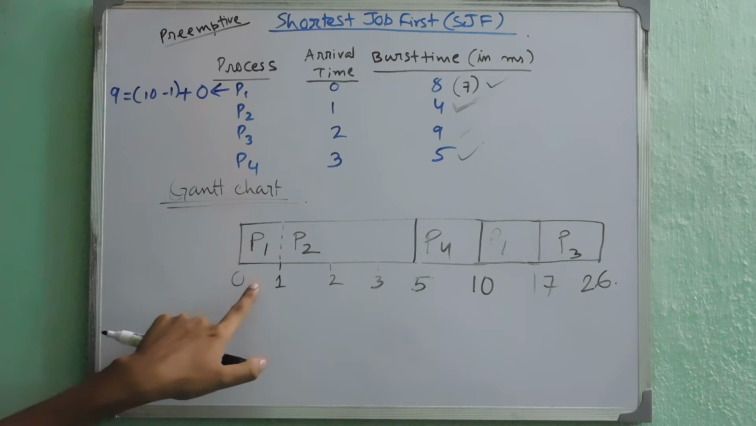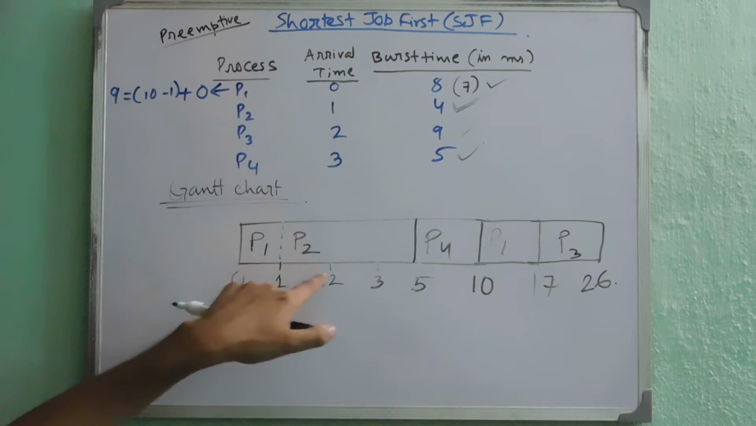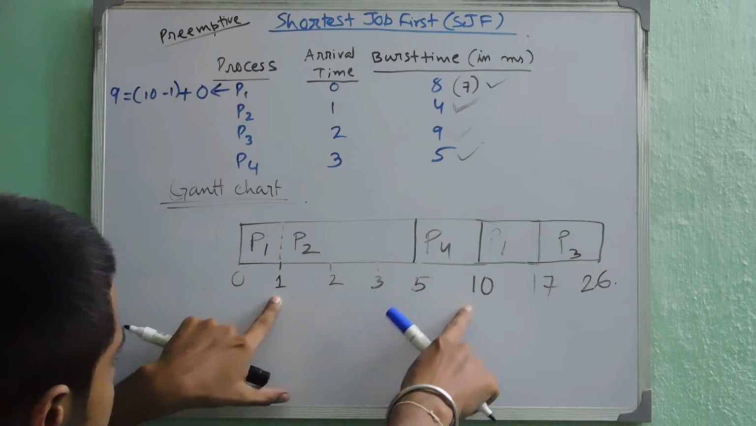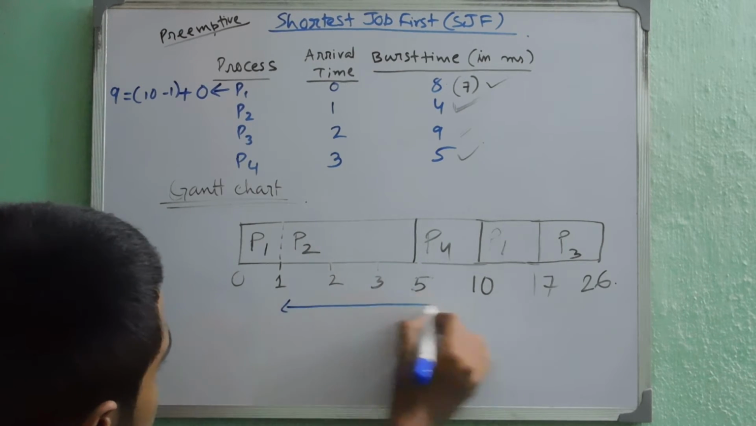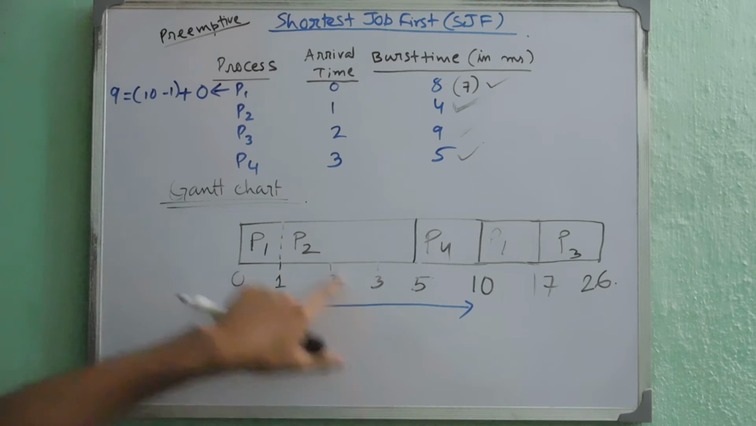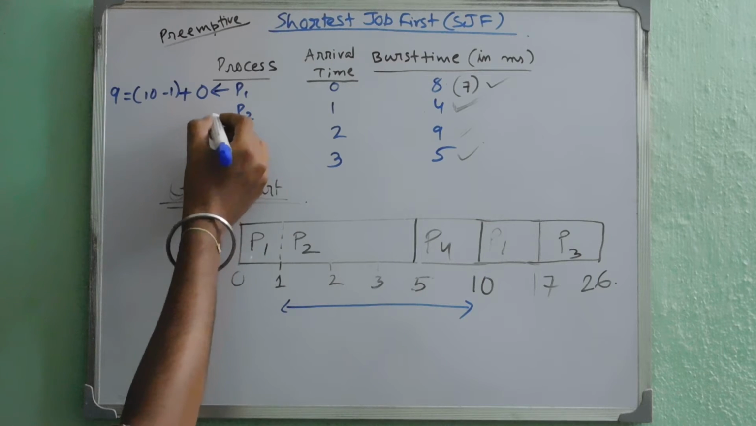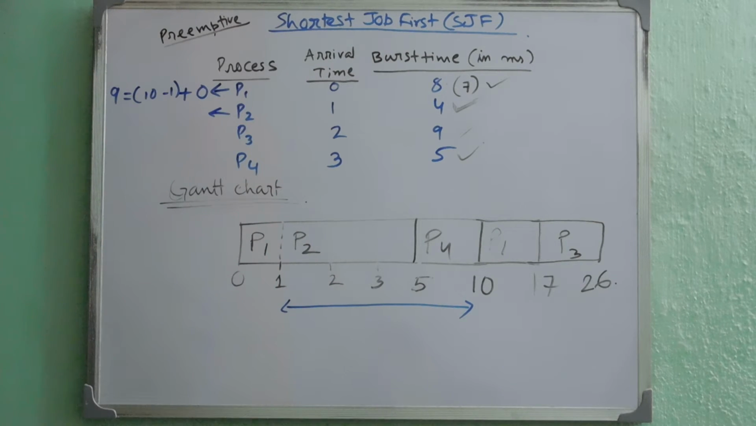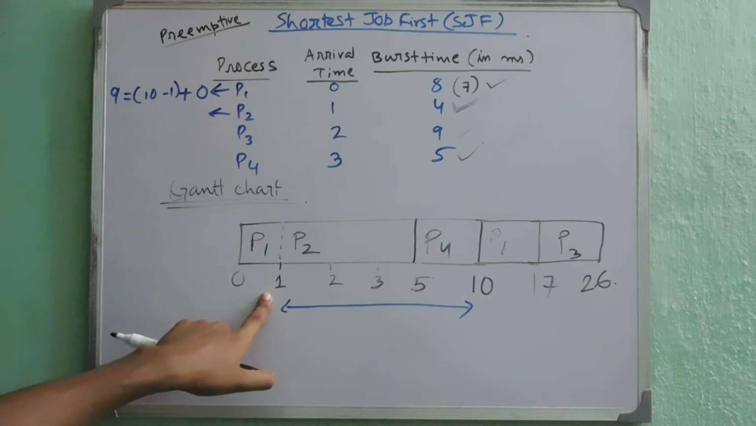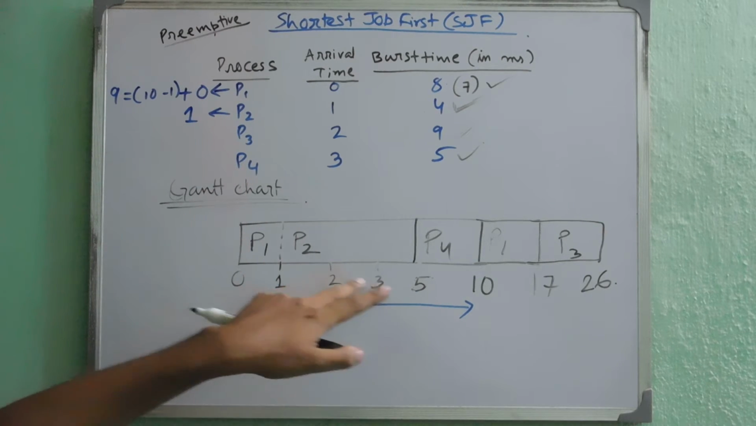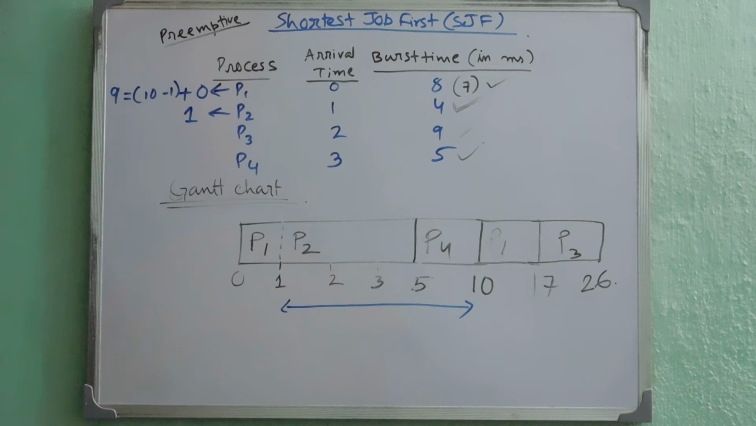First of all, it gets the CPU at 0, then again it has to wait until 10 after 1. So this is the waiting time of P1, and this has to be also added in the calculation. Then we have P2. The waiting time of P2 is 1, only 1, because it is allowed to complete its execution without any interruption.